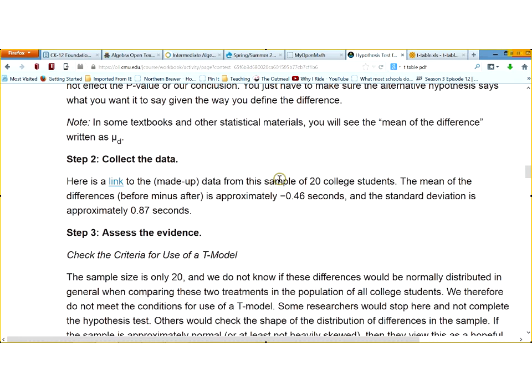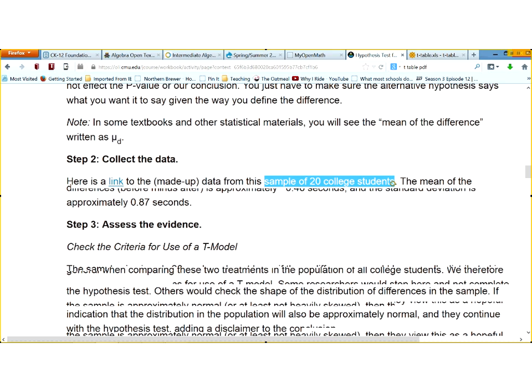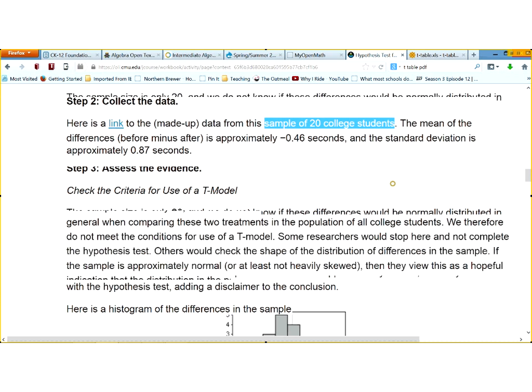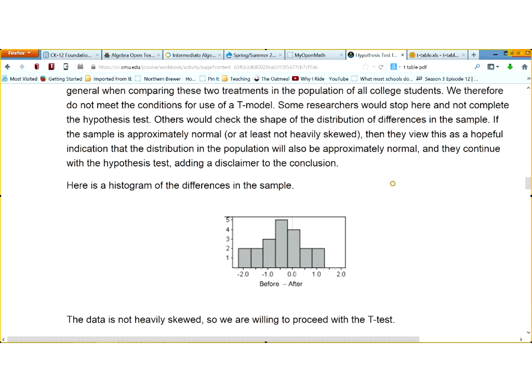But notice here's a key: a sample of 20 college students, and then it talks a little bit about that below, because that's less than 30. Well, there's actually ways to determine if the data are at least somewhat close to normal. So even if you have a small sample size, as long as it's not like 2 or 3 or 4 or 5, if it's kind of 15, 20 or so, you can do a test to see if the data are at least not heavily skewed, as it says down here. And if that's the case, then you can go ahead and do a t-test. And here's your histogram of the differences, and you can see that histogram is not terribly skewed.